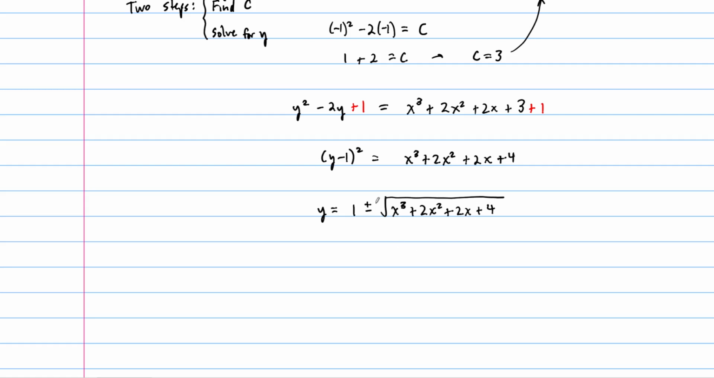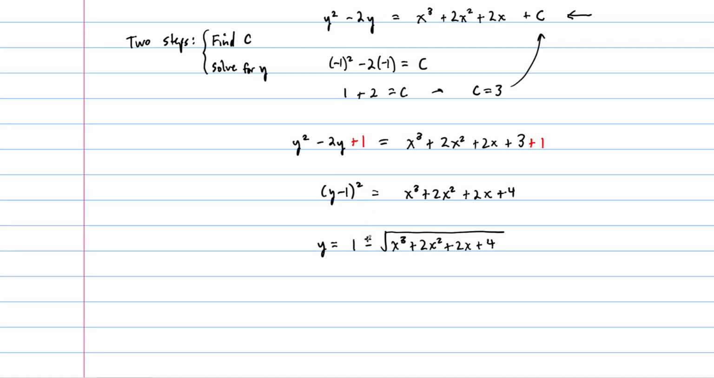So this is x cubed plus 2x squared plus 2x plus 4. And the question now becomes, which sign should it be, right? Should it be the plus or should it be the minus? Because we need a function. A function can't have two outputs. So should it be the plus or should it be the minus?